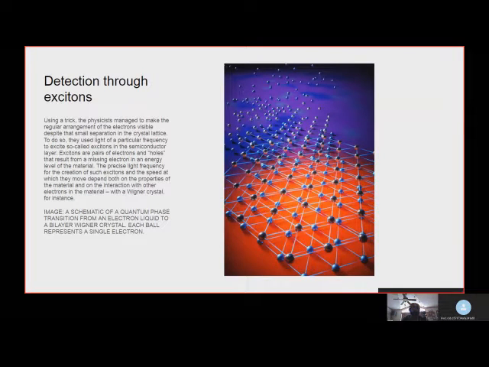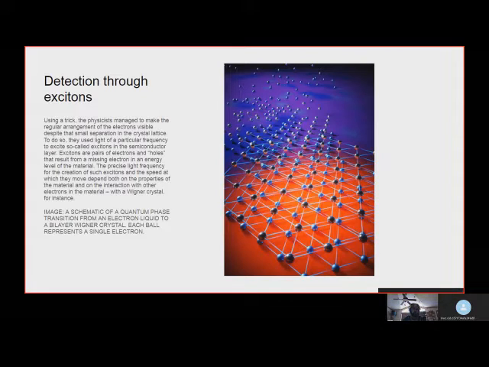Detection through excitons. Using a trick, the physicists managed to make the regular arrangement of the electrons visible despite that small separation of the crystal lattice. To do so, they used light of a particular frequency to excite so-called excitons in the semiconductor layer. Excitons are pairs of electrons and holes that result from the missing electron in an energy level of the material. The precise light frequency for the creation of such excitons and the speed at which they move depend on both the properties of the material and on the interaction with the electrons in the material.